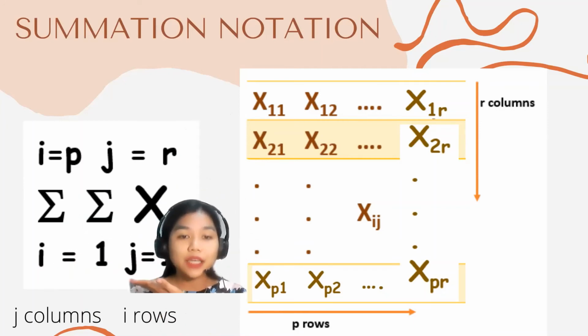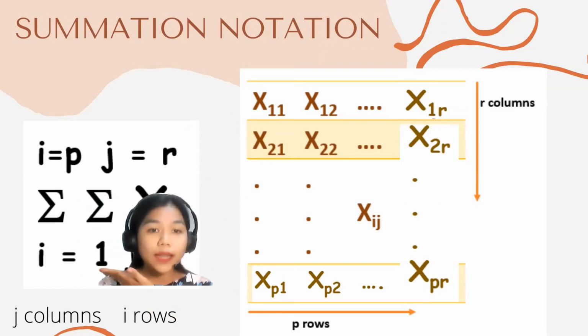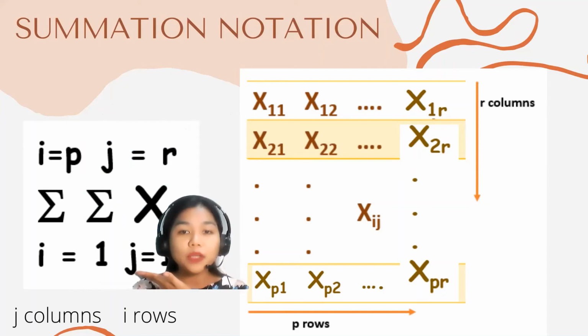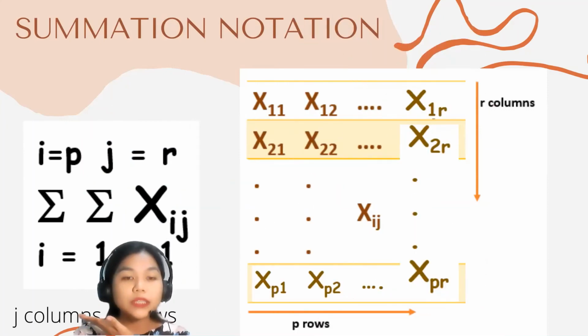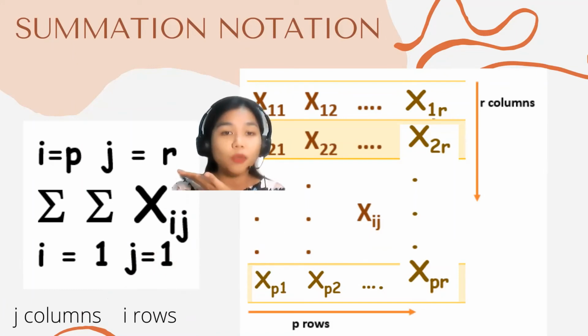Ang I at J po, yun po yung ating summation indexes. Si I po, ang sinasabi niya ay rows. Bali, nag-start po siya sa row 1 hanggang the last row, which is P. Kaya po P rows. Yung J naman po, tinutukoy niya ay ang columns. Okay? Columns po yung kanyang tinutukoy. Nag-start po siya sa first column hanggang sa pinakahuling column, which is R. So, klaro na po ba?